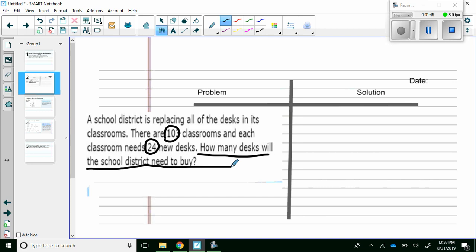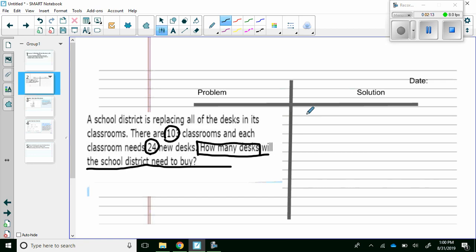Next, let's box the keywords. As I read this, I want to think, what do I really need to know, and what is the question really asking me? It's asking how many desks the district will have to buy. So as I go through the E in CUBES to evaluate, I want to know how many total desks the district needs. So to do this, now I need to solve.